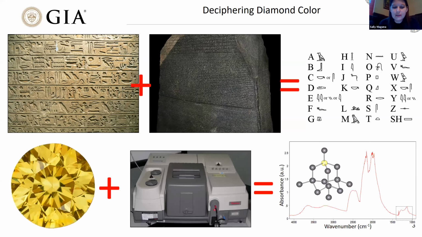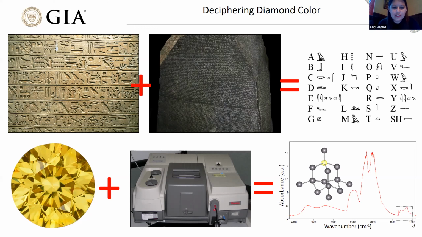Similarly for diamond, we have a diamond that was trying to tell its story through its defects, but it was in a language we could not understand. So we need a translator, just like the Rosetta Stone, and in this case, we're using an IR spectrometer. With spectroscopy, the diamonds are able to reveal their secrets. They're able to tell their stories, and we can know their history.